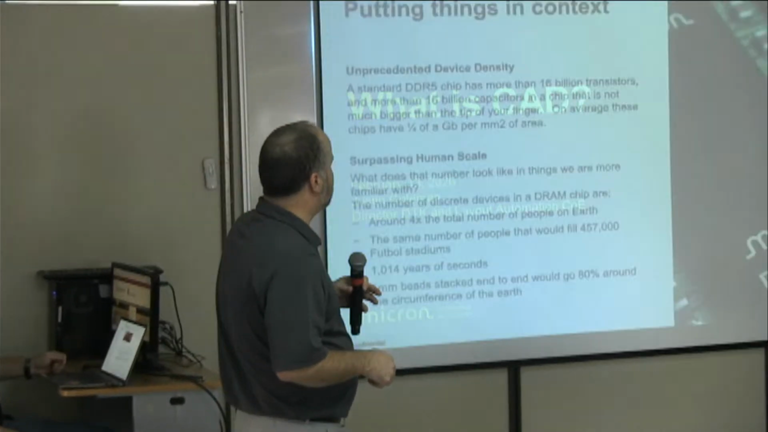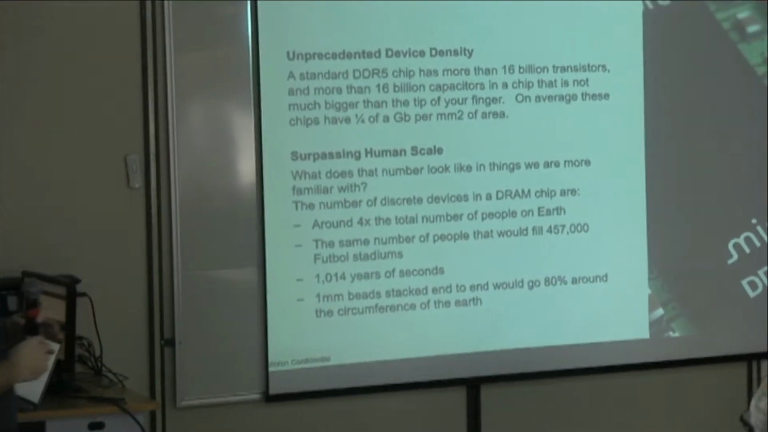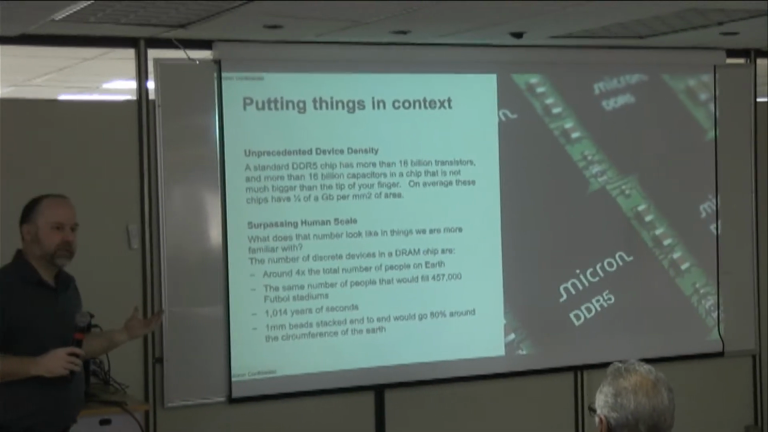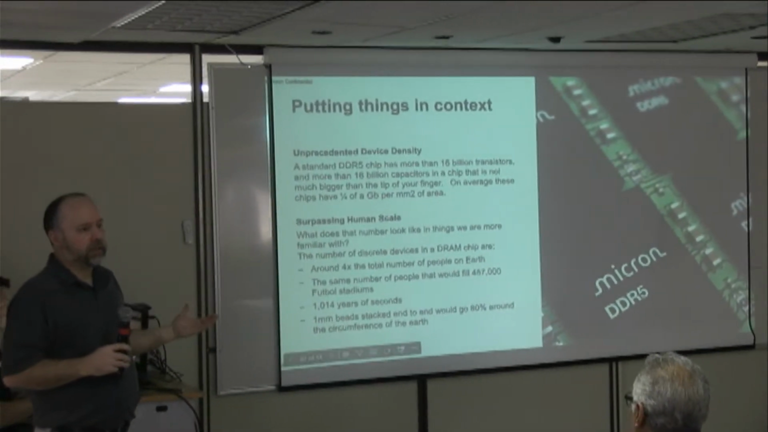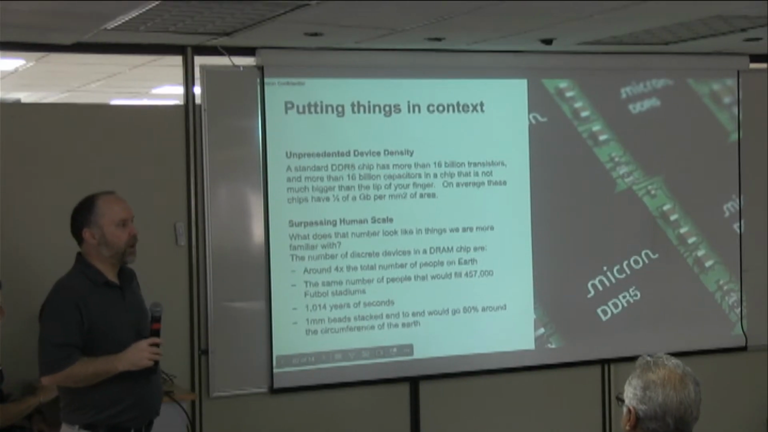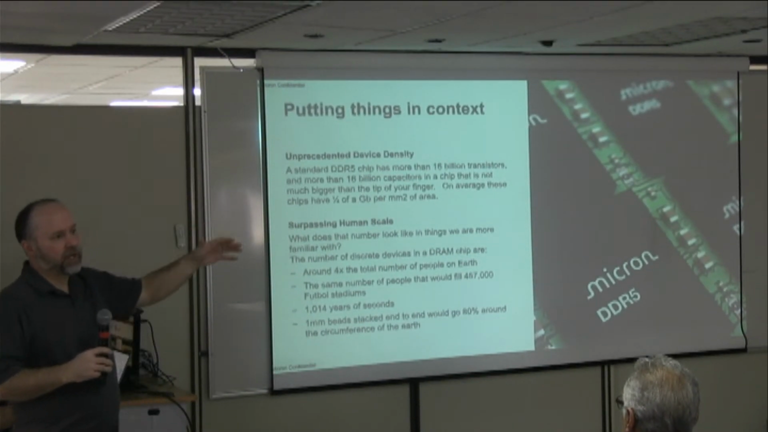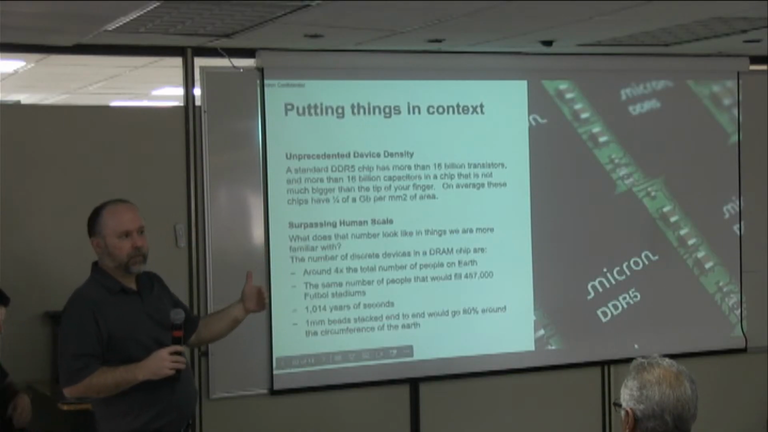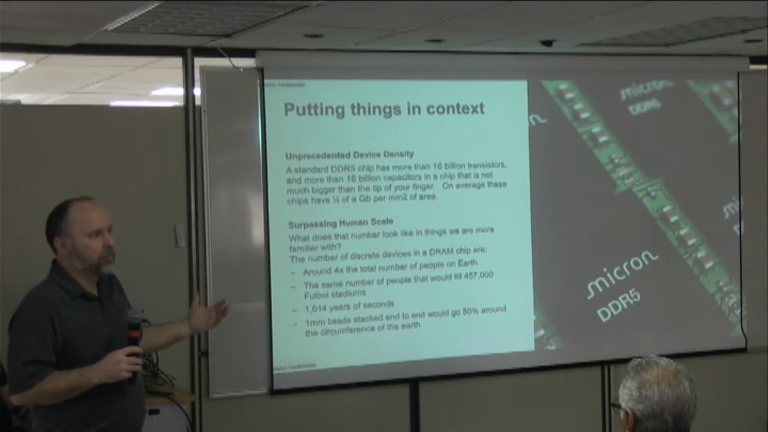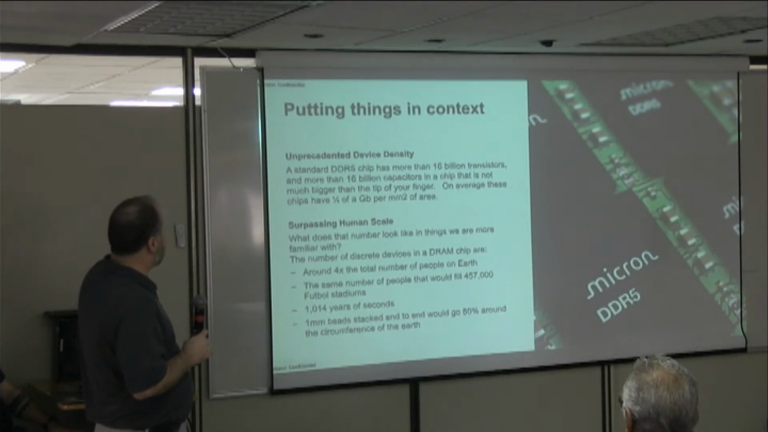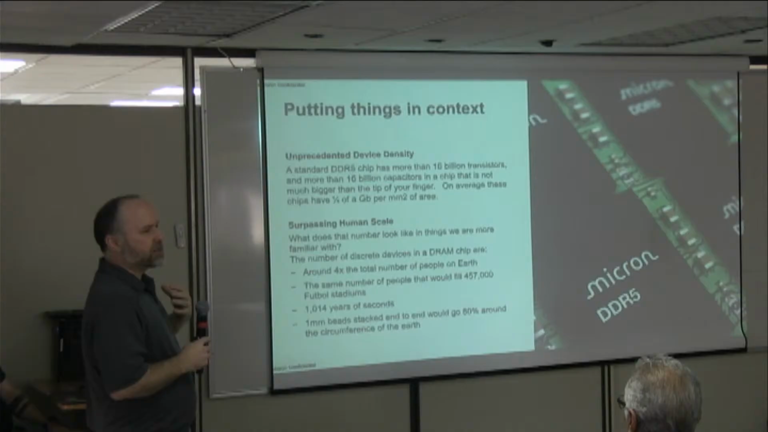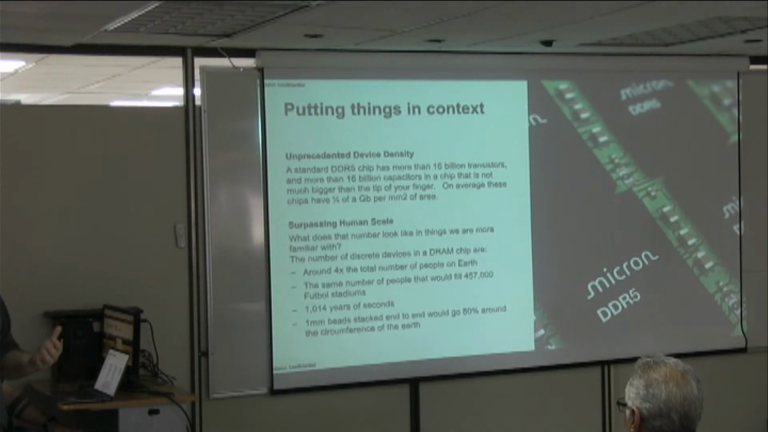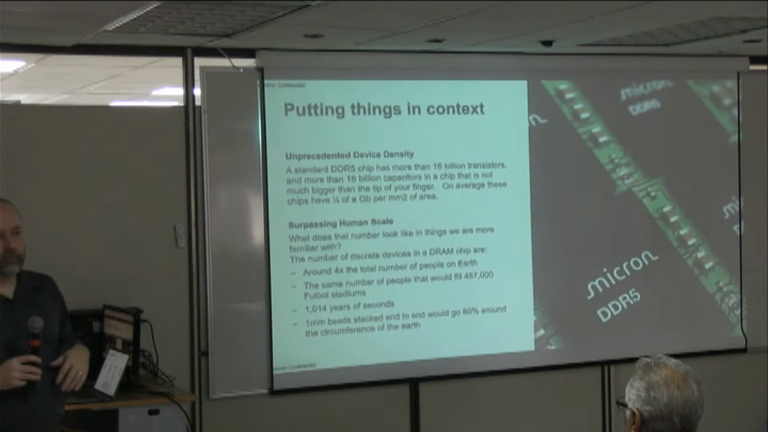And first I want to set some context. So if we think of a standard DDR5 chip, there's over 16 billion transistors and 16 billion capacitors just in the memory array, and then there's a whole set of periphery logic that is on top of that. That's a very big number, so I want to talk a little bit about what that number means. And so if we think about that in things that we're more comfortable with, that's around 4x the total number of people that are on Earth right now today, right?